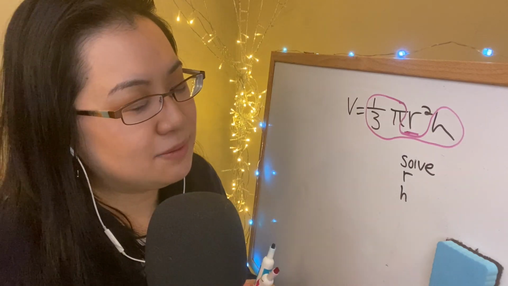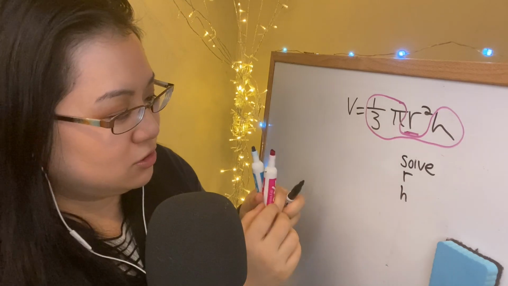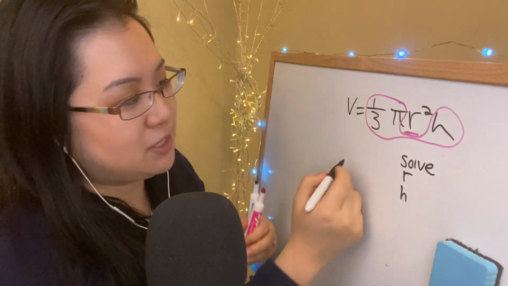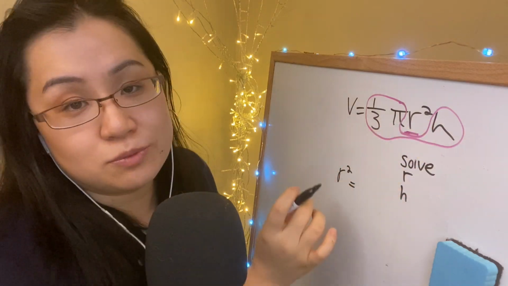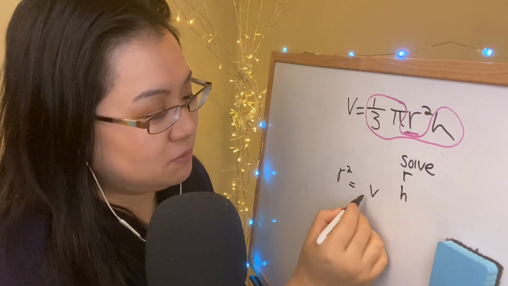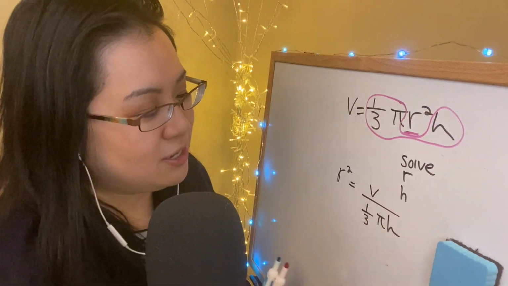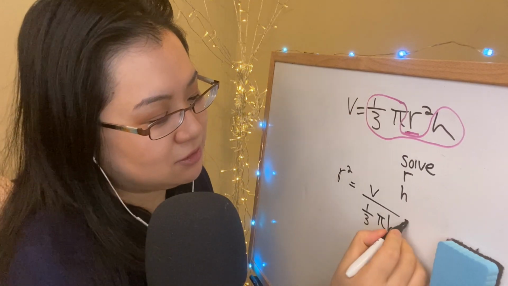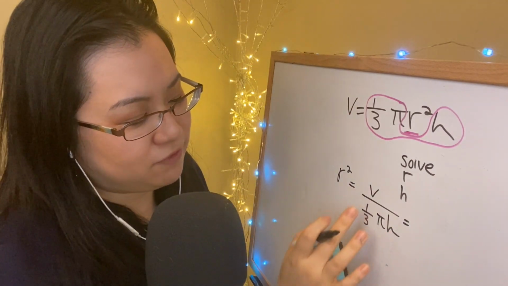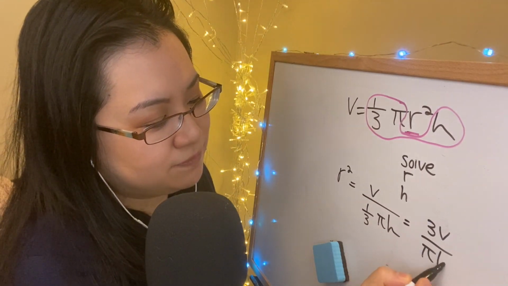So now it kind of looks like we need to do two steps. We need to undo the multiplication. So let's start with that. So we'd have r squared equals, and then to undo the multiplication, we do the division again. So we have v divided by 1/3 pi h. And if you want, again, you could have multiplied by 3 instead. Doesn't matter. Here we have divided by 1/3. So we have 3v over pi h.